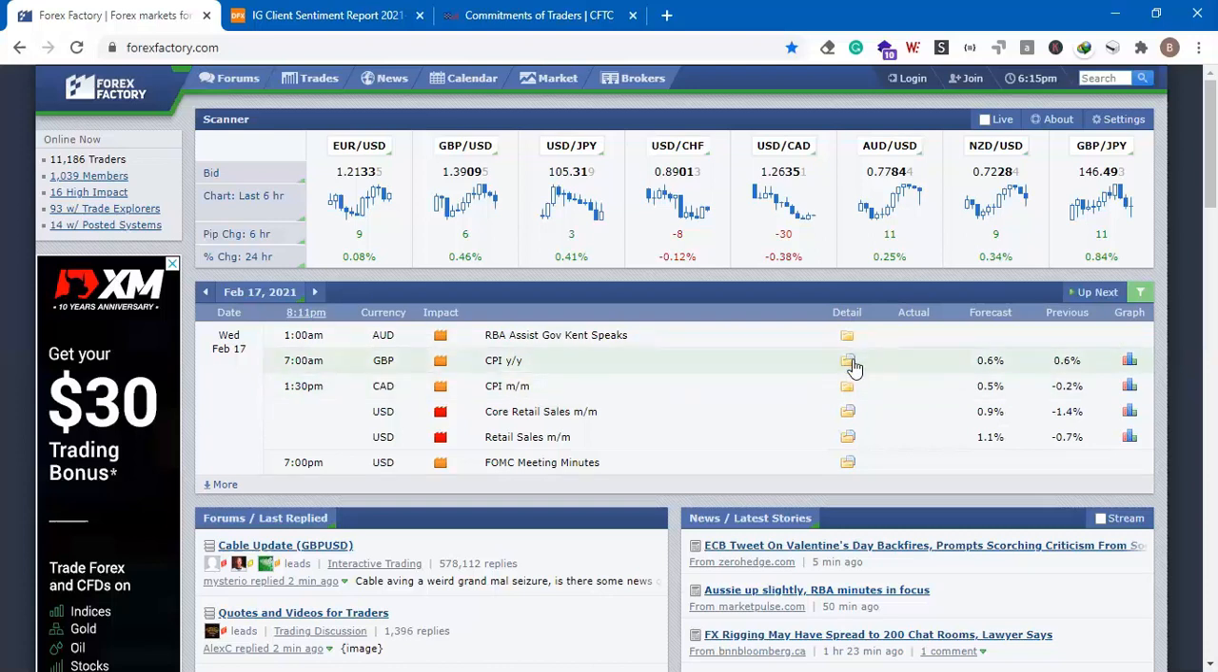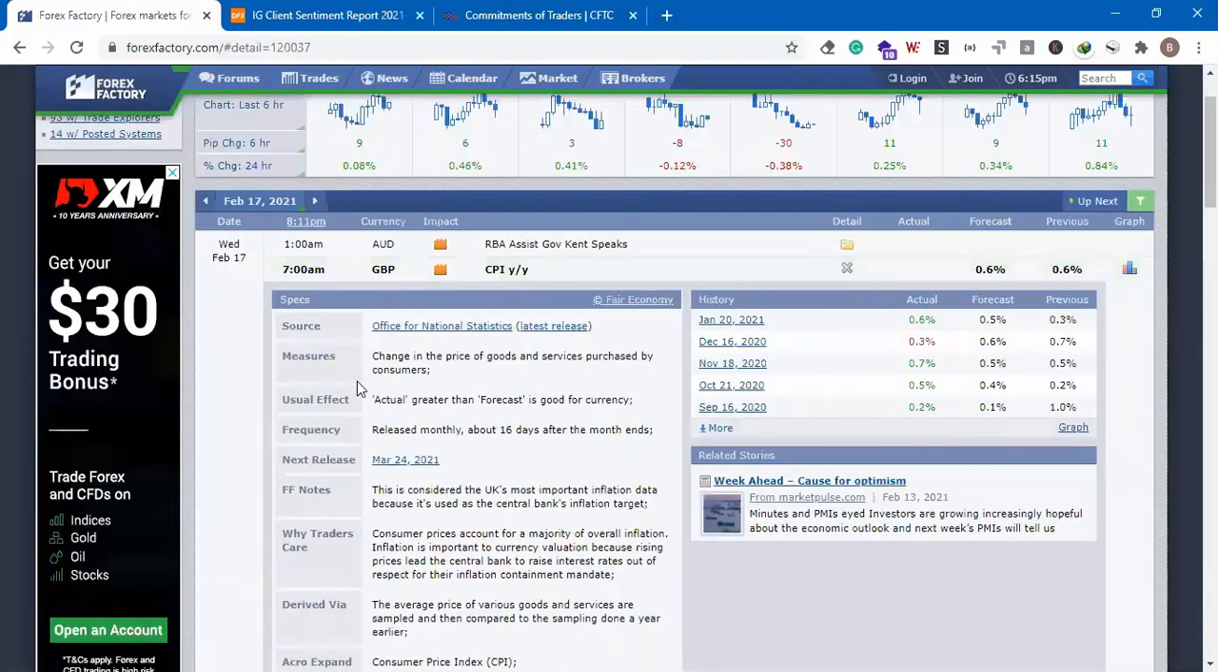Now, this button here helps you to at least understand what each of them talks about. If I click, let's say for this one, GBP, it tells us that it measures the change in price of goods and services purchased by consumers. And now, actual greater than forecast is good for the currency. So if the actual is bigger, then it means it's positive news for the currency, GBP. And then based on that, you can trade having this information.